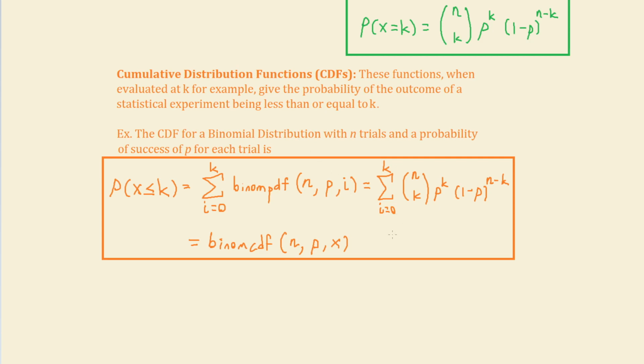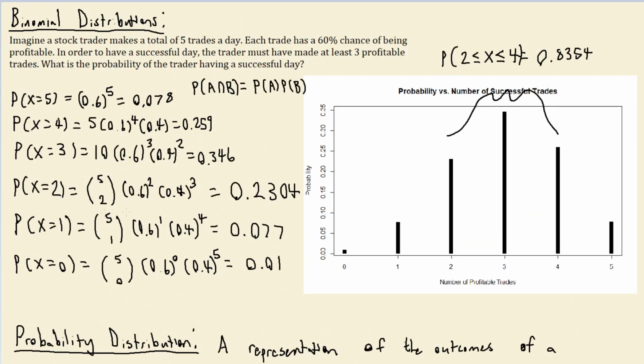Now, why might that be useful? Let's say, for example, you want to ask the question in the trader example, what's the probability that the trader will have an unsuccessful day? Well, this will just be the binomial CDF within trials. And so in this case, we're doing 5 trials and a probability of success of 60%.